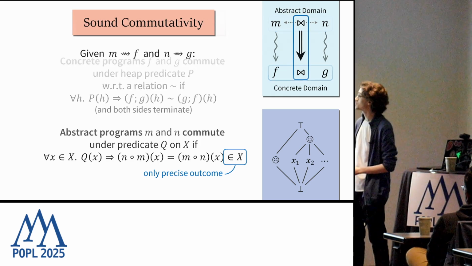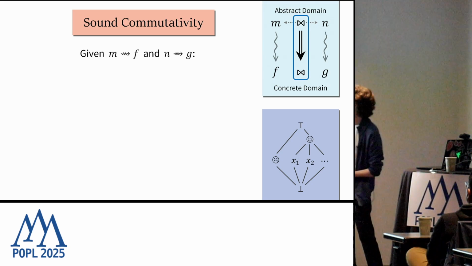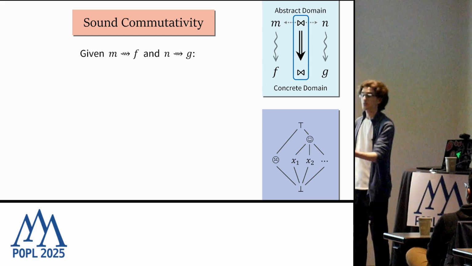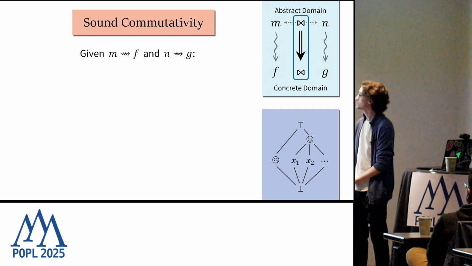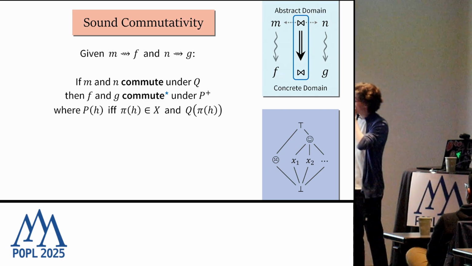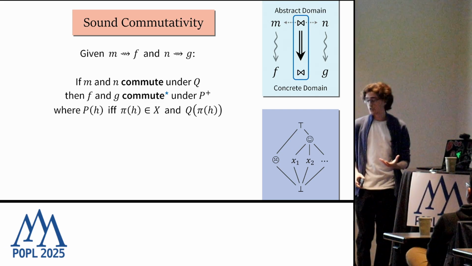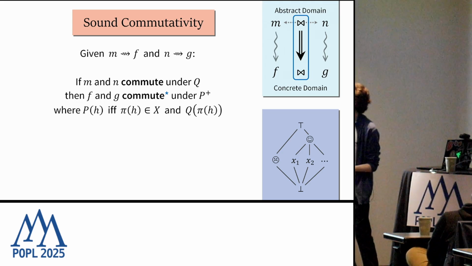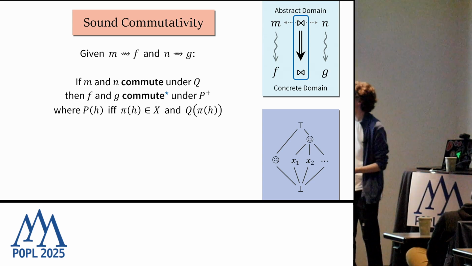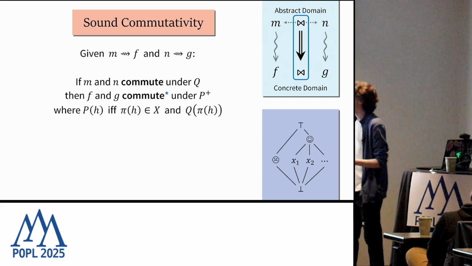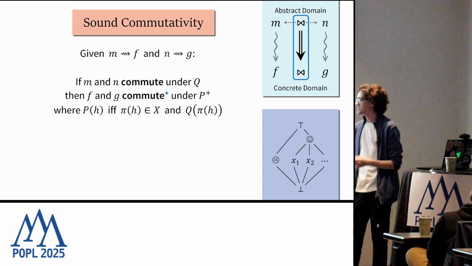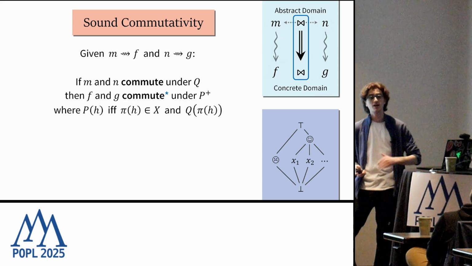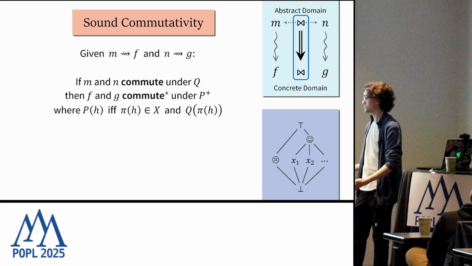which then lets us get to our sound commutativity result, our last ingredient in this diagram, which says that if we have soundness between our two pairs of programs, supposing that the abstract programs commute under a predicate Q on our values x, then we can immediately derive that our concrete programs commute under a predicate P, where a heap satisfies P if it is in the purview of our abstraction, and the abstract value it maps to satisfies Q.